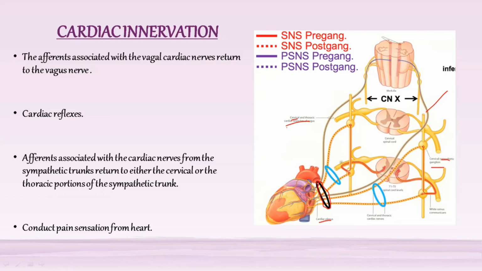Clear? So some cardiac nerves enter into the vagus nerve, and some visceral efferent fibers enter into the sympathetic trunk. Those that enter into the vagus nerve are mainly concerned with the cardiac reflexes, and those that return to the sympathetic trunk conduct pain sensation from the heart.